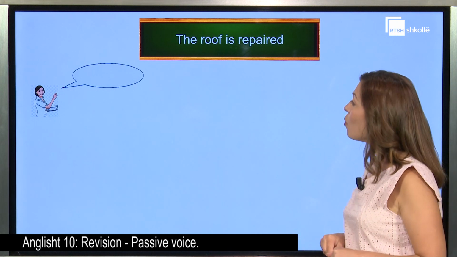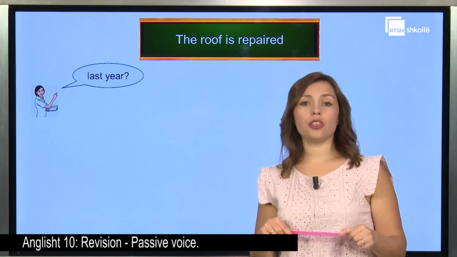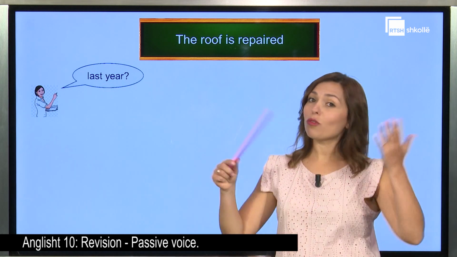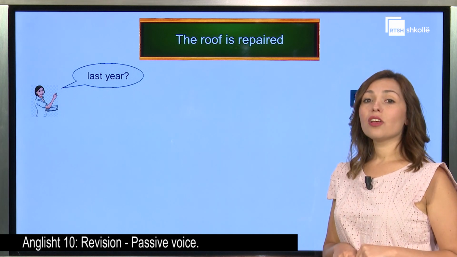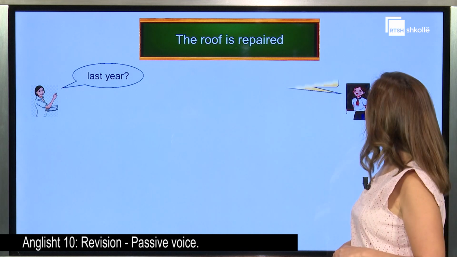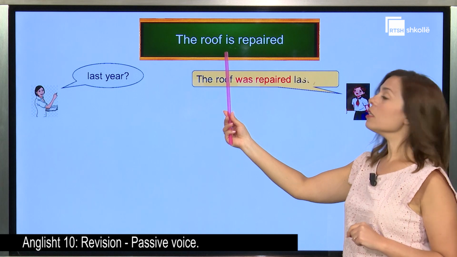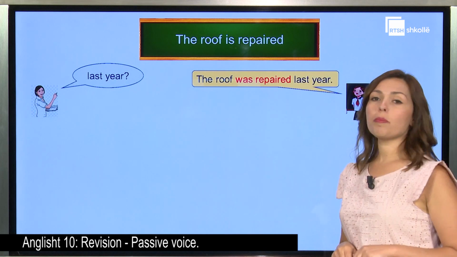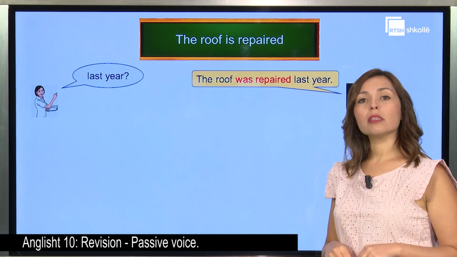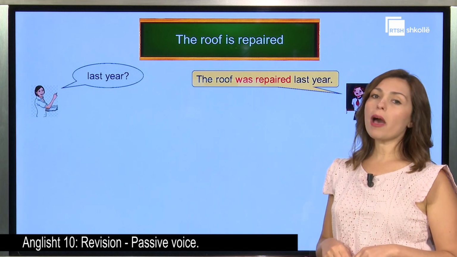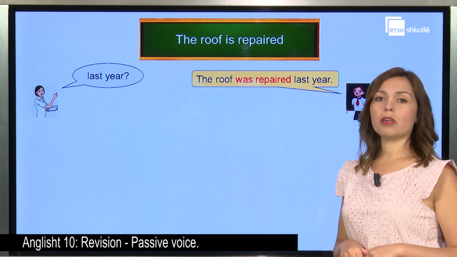So, how is this sentence going to be last year? And one of the students raises his or her hand and says, the roof, what? The roof is going to be put in the past, so the roof was repaired last year. So, in the present is repaired, in the past, last year, in the past, was repaired.